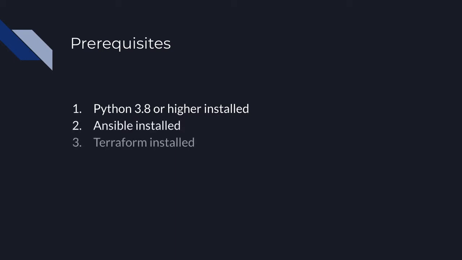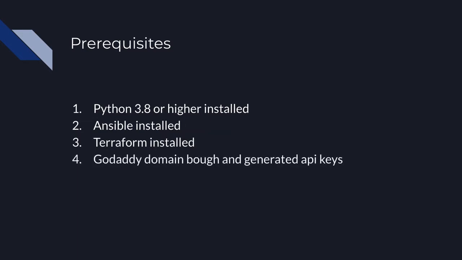Regarding the requirements, we will need to comply with the following prerequisites. First, you will need Python 3.8 or a higher version installed, Ansible, Terraform, and you will need a GoDaddy account with its domain and the generated keys through the API. As well, you will need a Hetzner account and create the API tokens. Let's see how it is done.